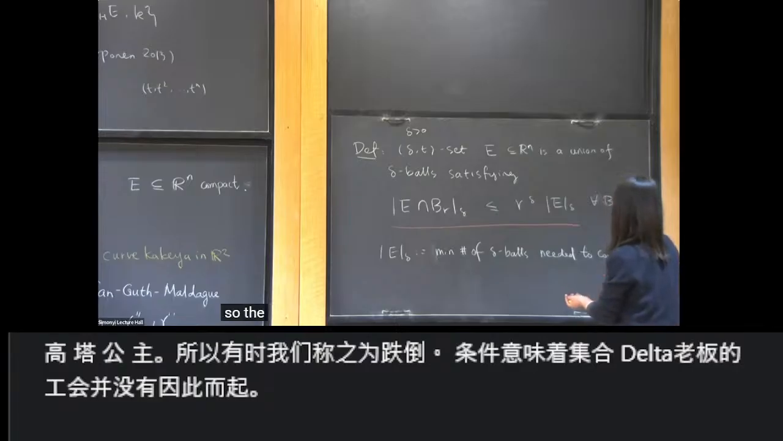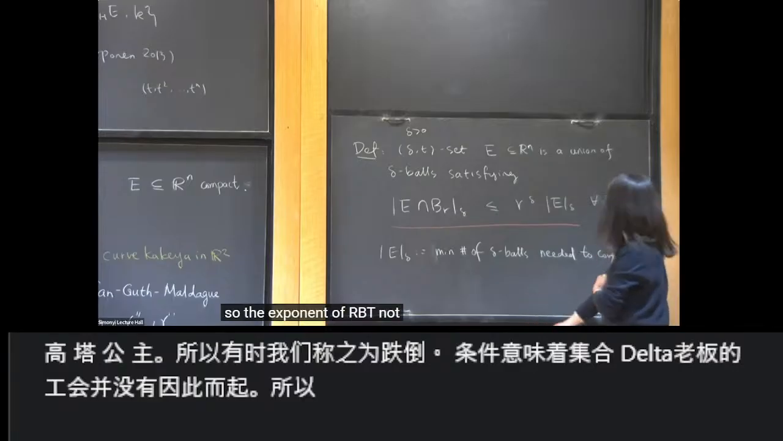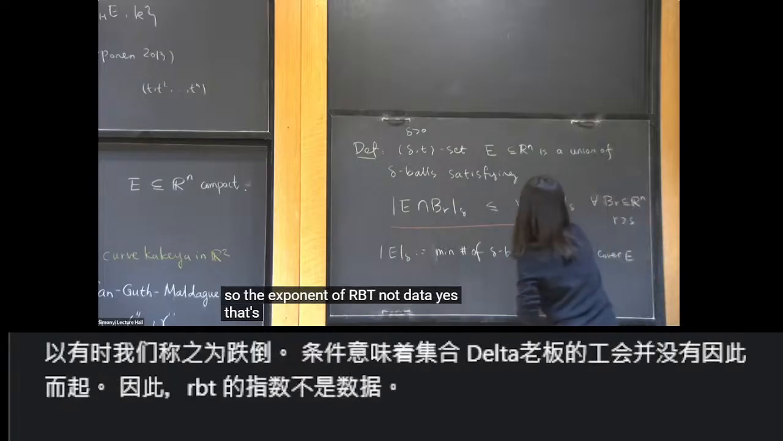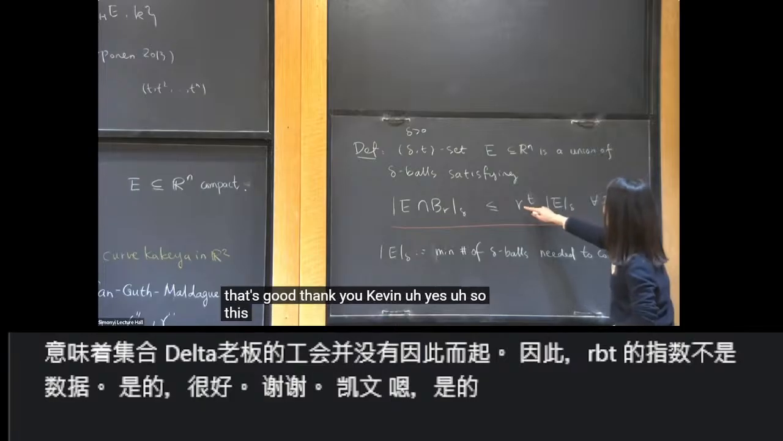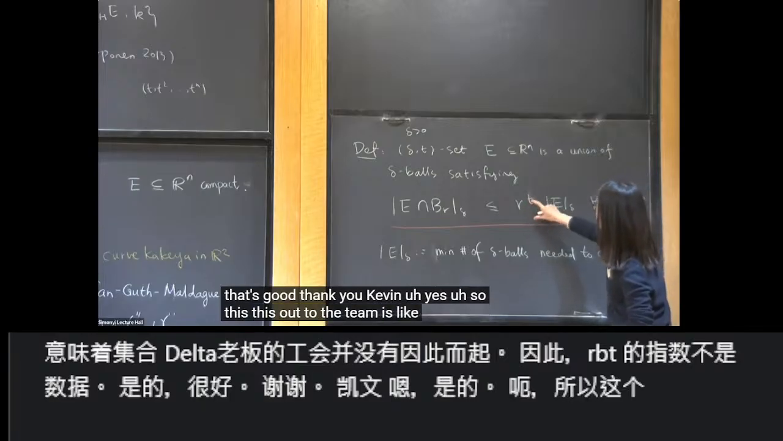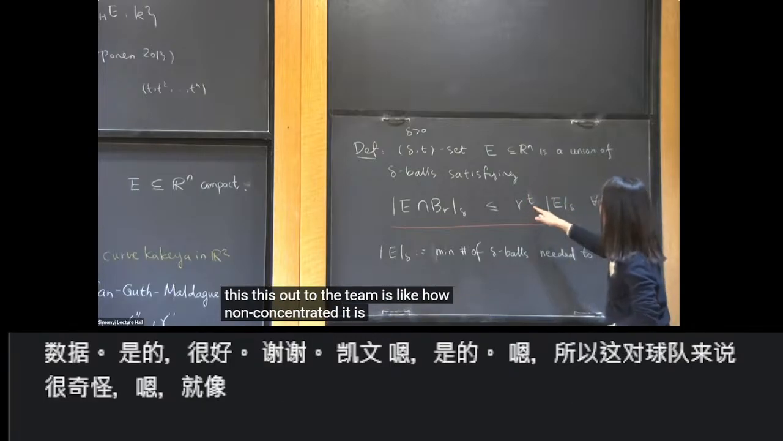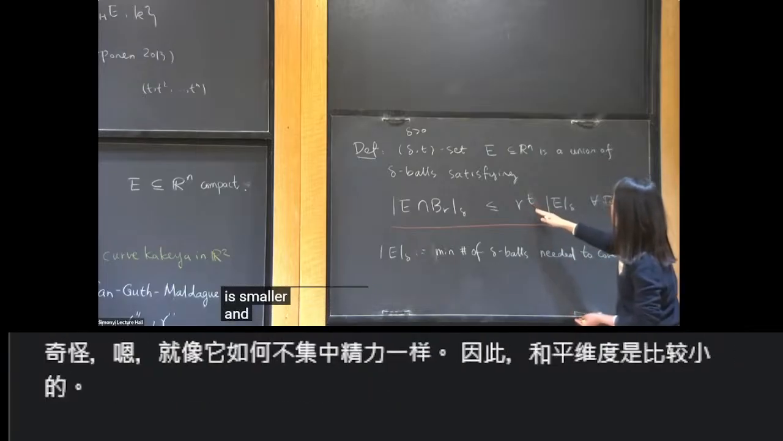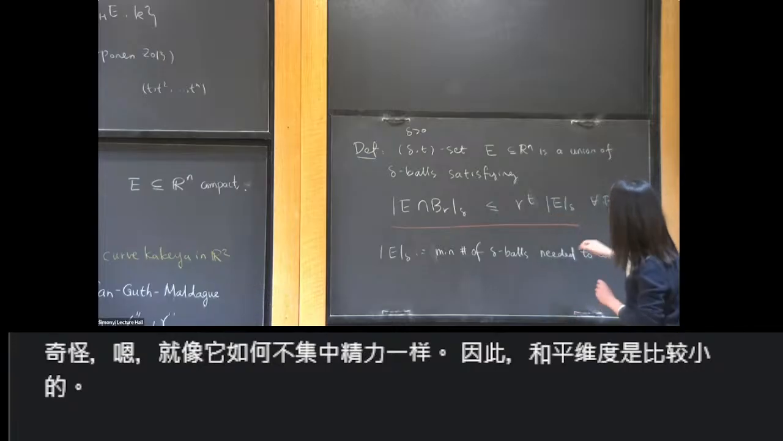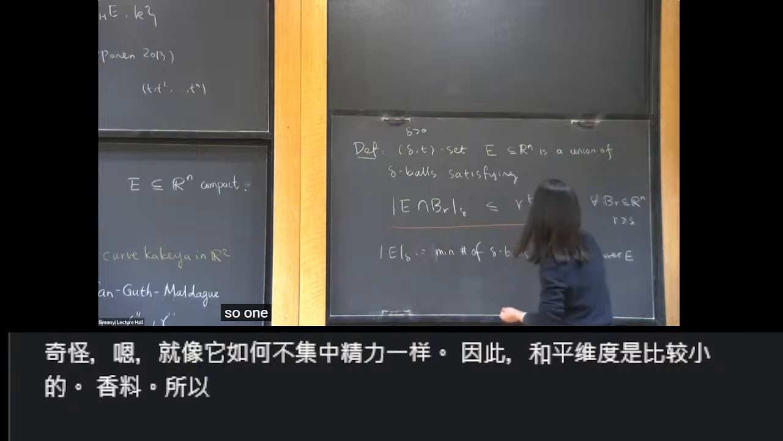Sometimes we call this a ball condition, which means that the union of delta balls is not concentrated in any ball. Could the exponent of r be t, not delta? Yeah, that's good. Thank you, Kevin. Yes, so this r to the t means how non-concentrated it is. So t is the dimension. When the dimension is smaller, the set should be sparse.